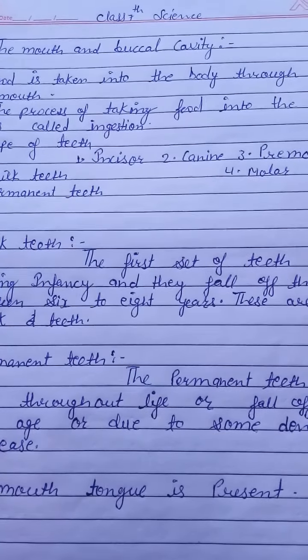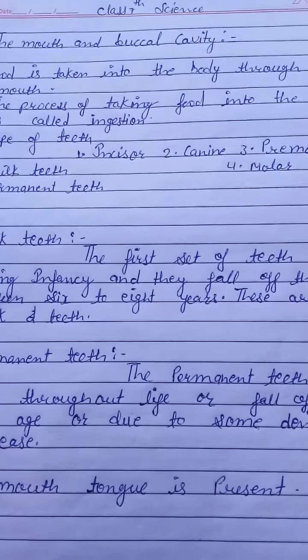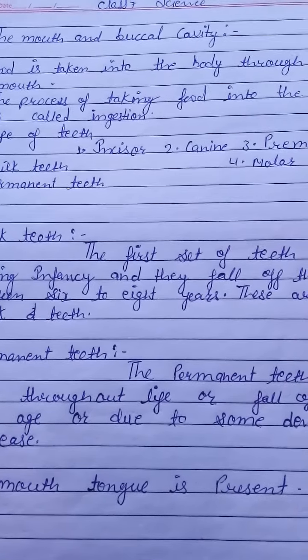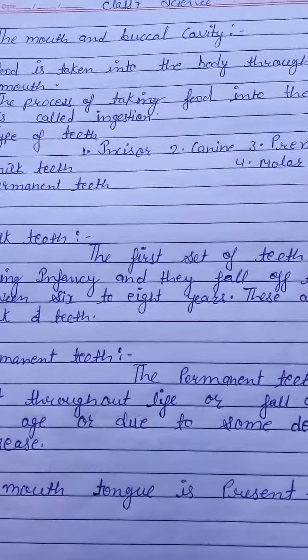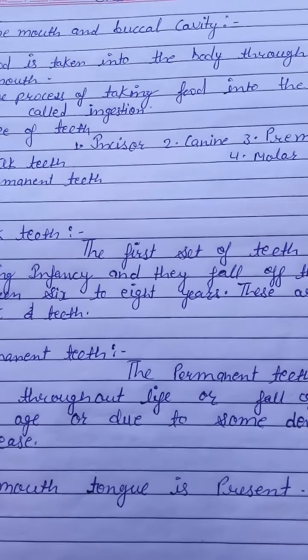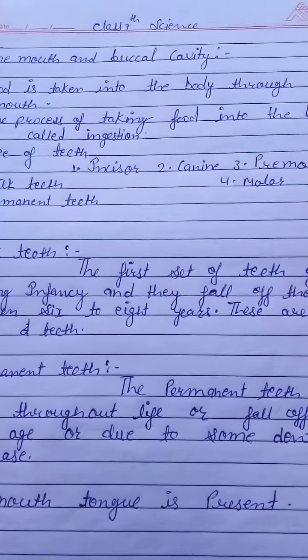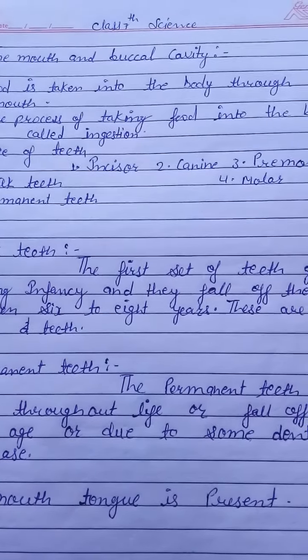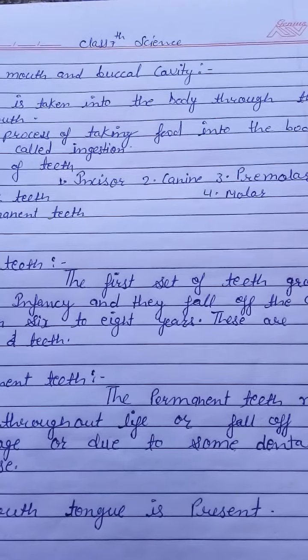Now we study the types of teeth. There are four types of teeth in human beings: incisor, canine, premolar, and molar.